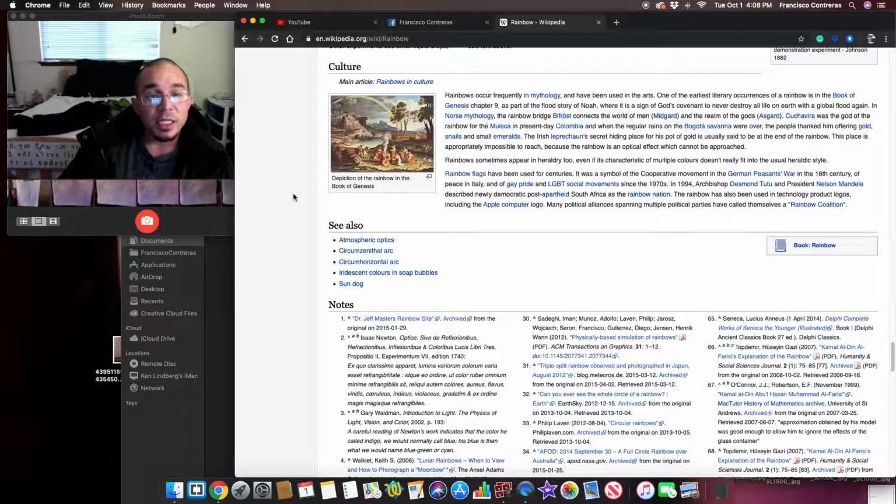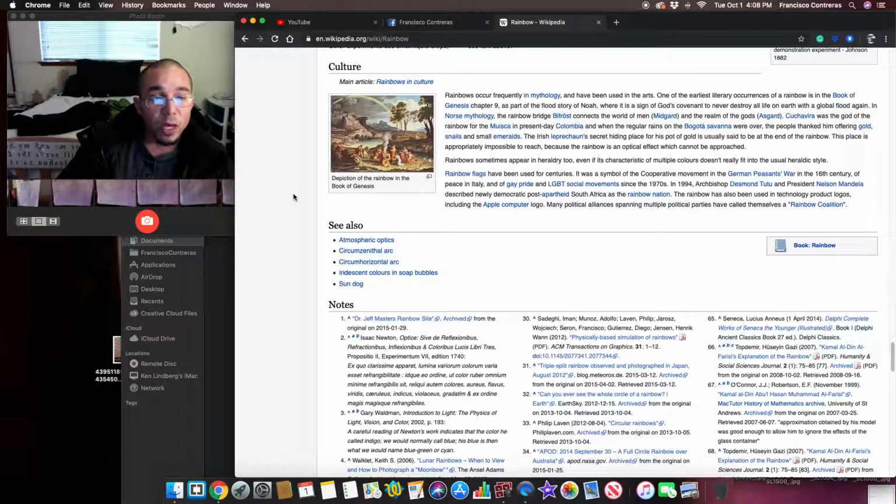In 1994, Archbishop Desmond Tutu and President Nelson Mandela described the newly democratic post-apartheid South Africa as a rainbow nation.